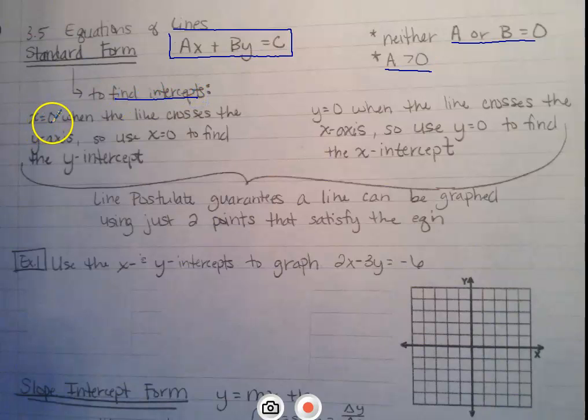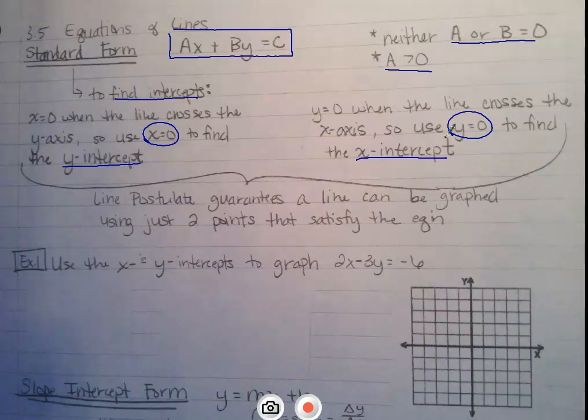When x equals 0, that's when the line crosses the y-axis. So we're going to use x equals 0 to find the y-intercept. Totally backwards, right? We want the y-intercept, so x is 0. And when we want the x-intercept, we're going to use y equals 0. They're totally backwards, I know.